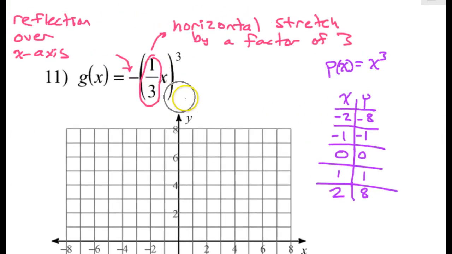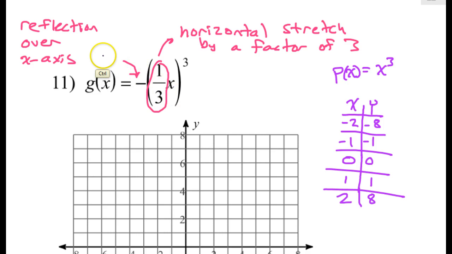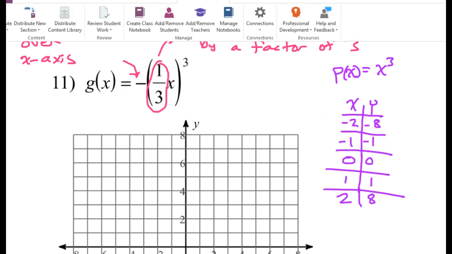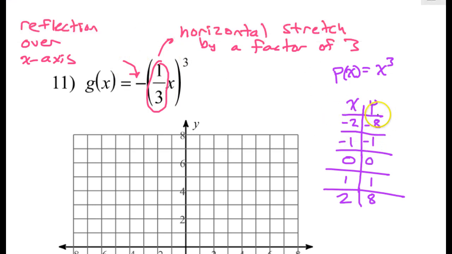Now, I have to ask myself, will these transformations affect the x values or the y values? A reflection over the x-axis is going to affect the y values. Any transformation outside the function is going to affect the y values. So I'm going to make a new y column based on the reflection over the x-axis.